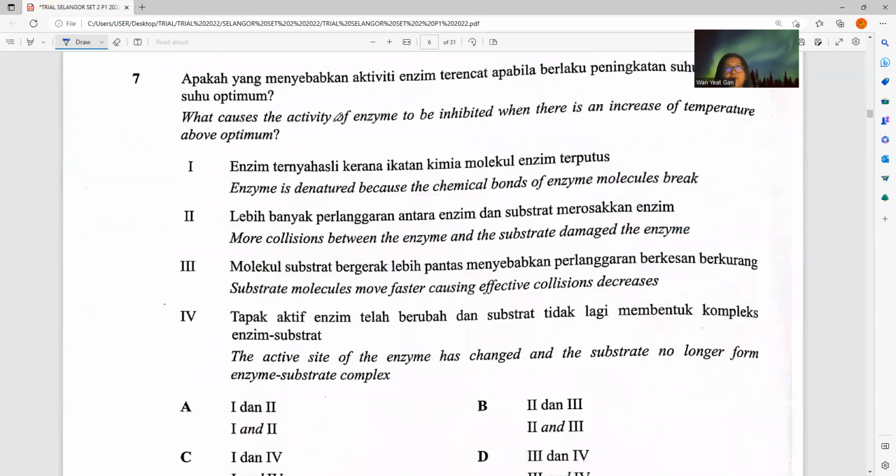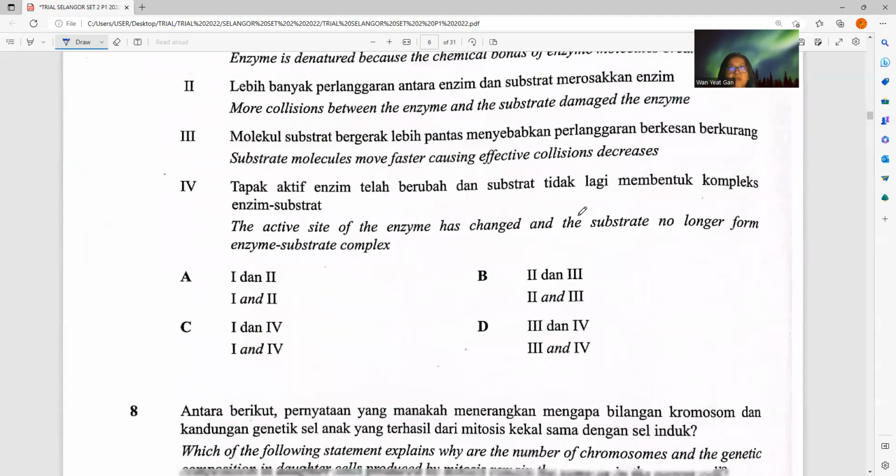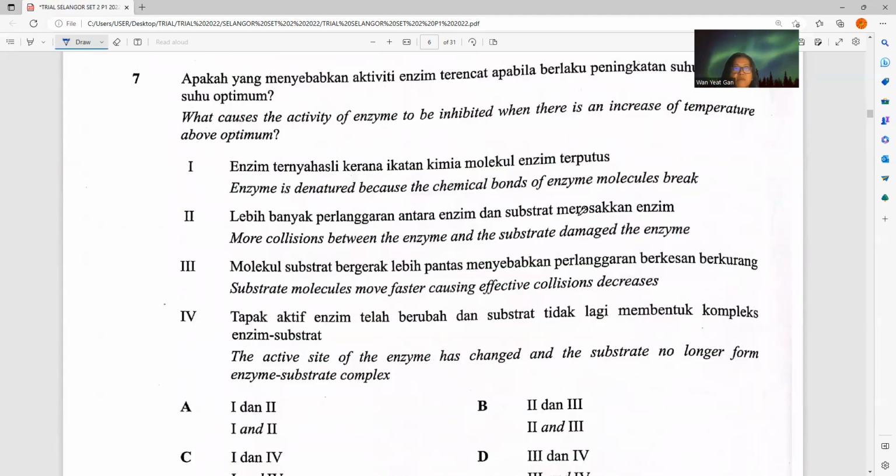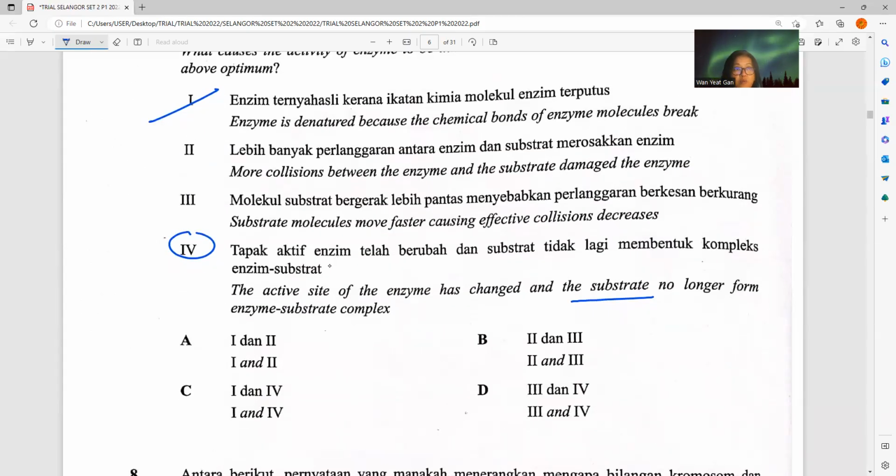7. What causes the activity of an enzyme to be inhibited when there's an increase of temperature above the optimum? Okay, so when it's above the optimum, the enzyme will be denatured. That's the first thing. That means the chemical bond within the enzyme is broken. And the other thing is the active site of the enzyme has already changed and no longer can the substrate fit into the active site. So answer is C, 1 and 4.